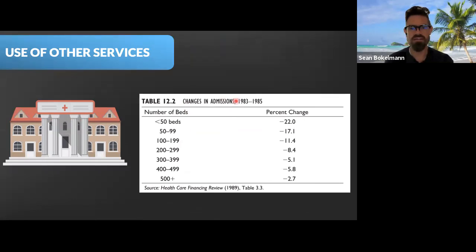Another way we can look at admissions is the number of beds that a hospital has, right? So the number of hospitals that had fewer than 50 beds declined. And in fact, all of these, so this is basically the size of the hospital, right? This is telling us the size of the hospital. And all hospitals got smaller in terms of their admissions, right? So we do see a reduction in the number of people being admitted to hospitals.